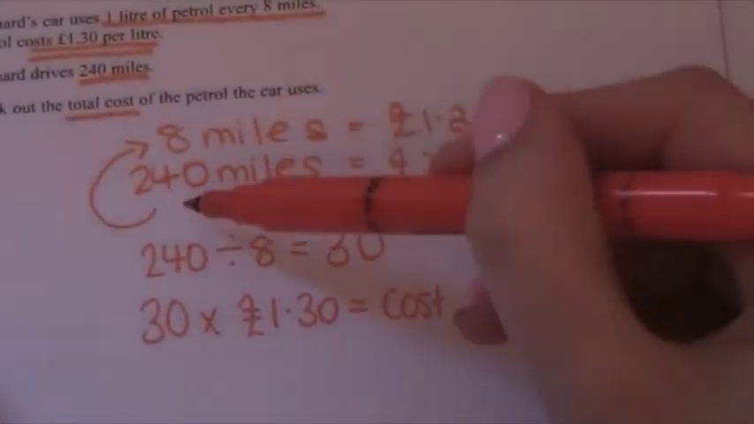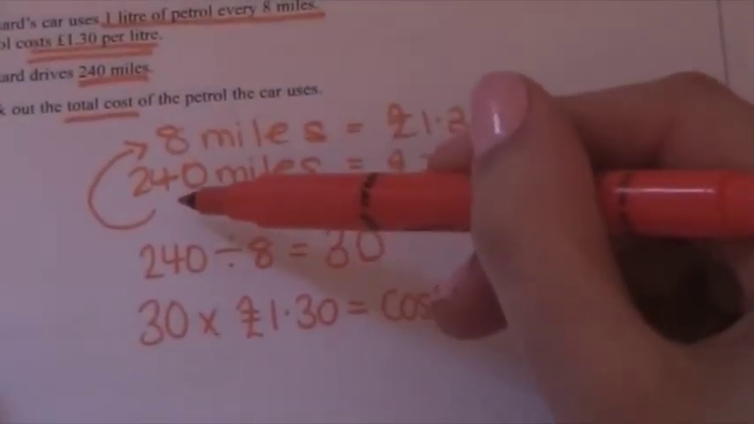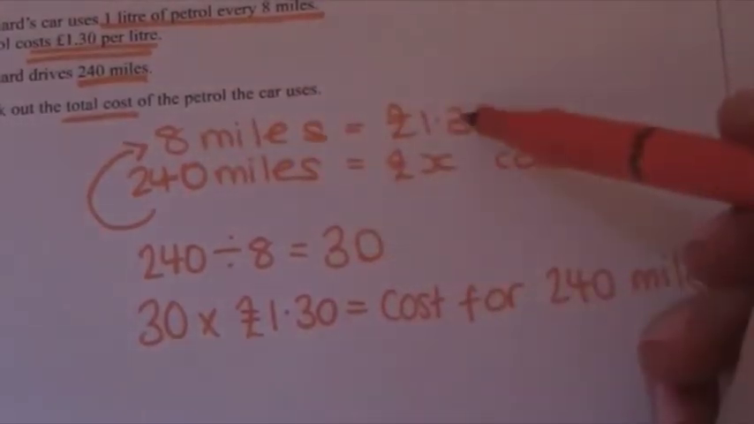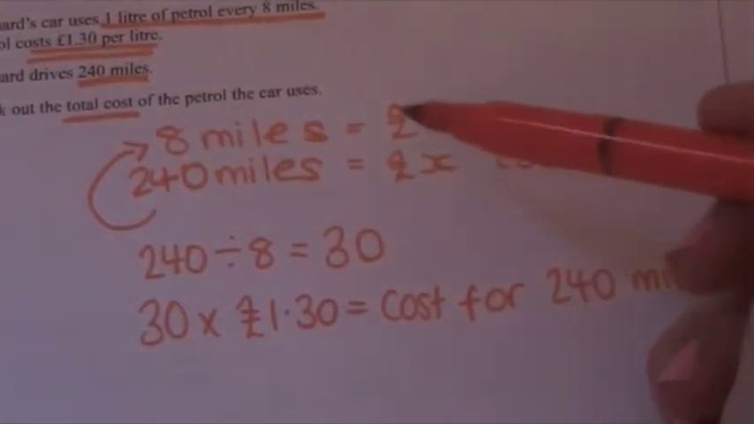So we've realised that he's travelled 240 miles, and to do that you divide by 8 and you get 30 lots of 8 miles, and we know 8 miles is a cost of £1.30. So we can times £1.30 by 30.